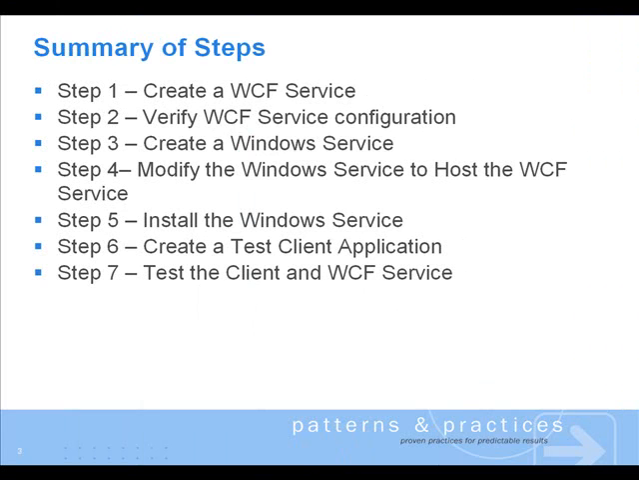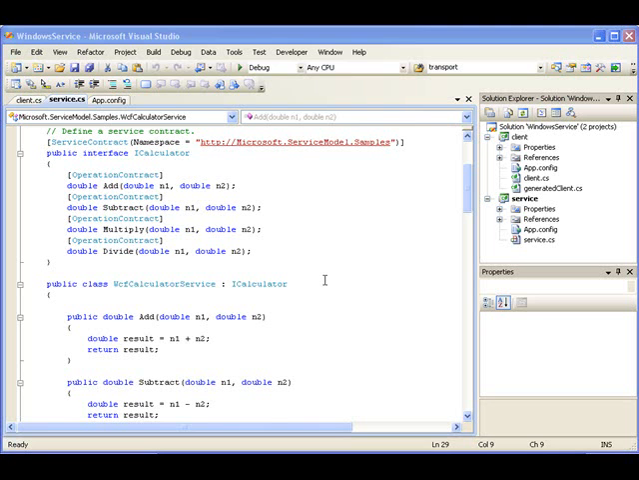Create and configure the service, create and configure a Windows service, install the Windows service, create and configure a test client, test the client and the service. This example supplies four calculator methods. The methods are defined in the interface definition and implemented in the calculator service.